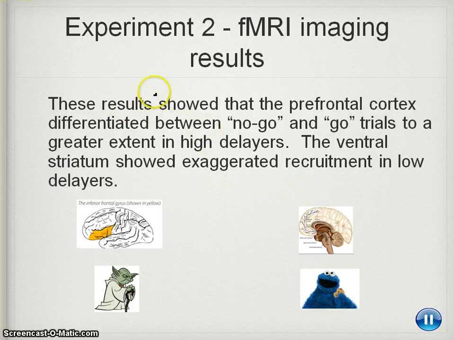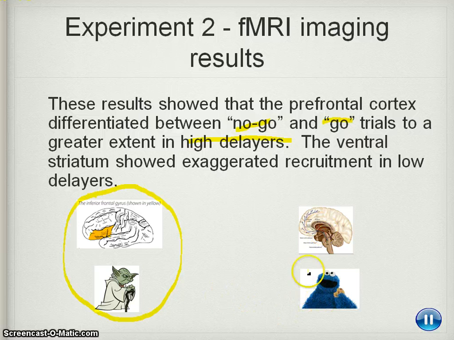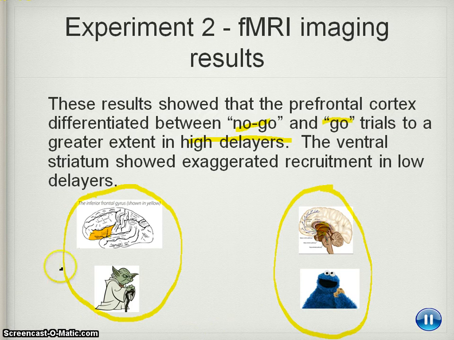And so what does that show? The results showed that the prefrontal cortex differentiated between the go and the no-go trials to a greater extent in the high delayers. The ventral striatum showed exaggerated recruitment in the low delayers. So as I've just mentioned, if you're the Yoda type, you find in those no-go trials that your frontal lobe is much more active compared to the low delayers. And if you're a low delayer, like the Cookie Monster, you have got much higher levels in there compared to the high delayers.